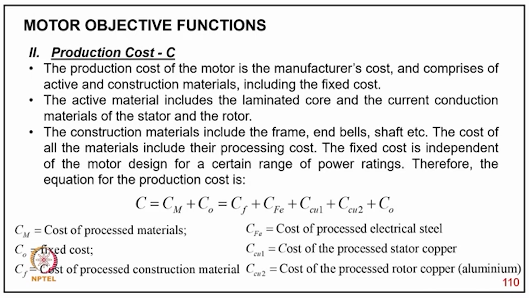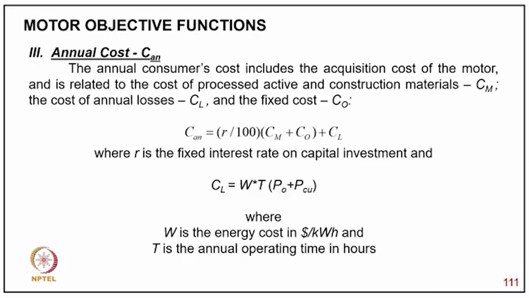The fixed cost is independent of the motor design in a certain range of the power rating, and therefore the equation for production cost is equal to Cm plus C0, where Cm is the cost of processed material, C0 is the fixed cost, and Cf is the cost of processed construction material. So, this comes to total Cf plus Cfe plus Cu1 plus Cu2 plus C0, where Cfe is the cost of processed electrical steel, Cu1 is the cost of processed stator copper, and Cu2 is the cost of processed rotor copper, maybe aluminum or copper.